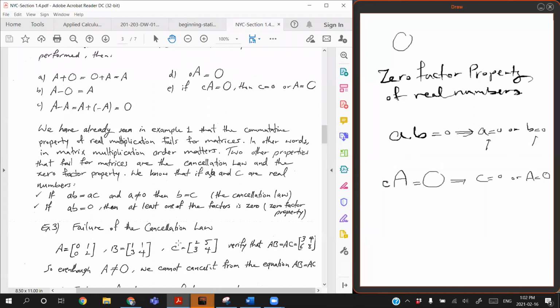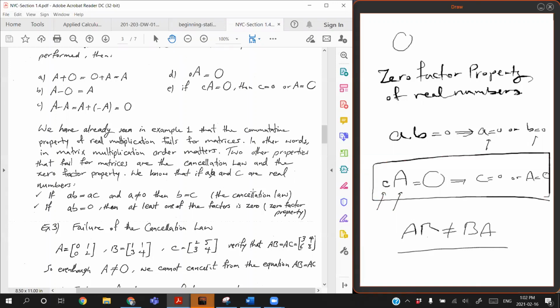Okay. Now, there are two laws that do not work for matrices. I want to emphasize those two. We have seen only one property that doesn't work for matrices so far. We saw that AB is not equal BA. Yes, so that we saw. The next thing I want to look at is the cancellation law does not work for matrices, and the zero factor property does not work with two matrices. So if you have a scalar and a matrix, you have this, so that is okay. But with two matrices, it doesn't work. So let me explain that.